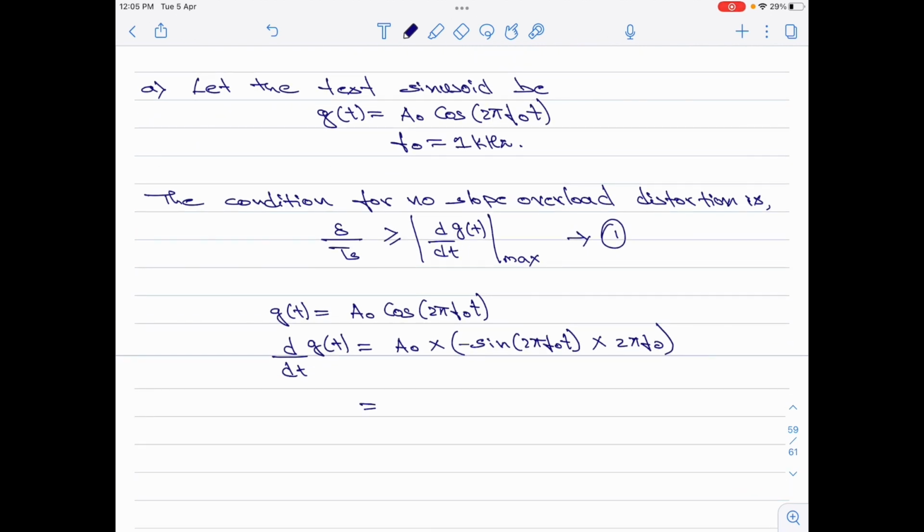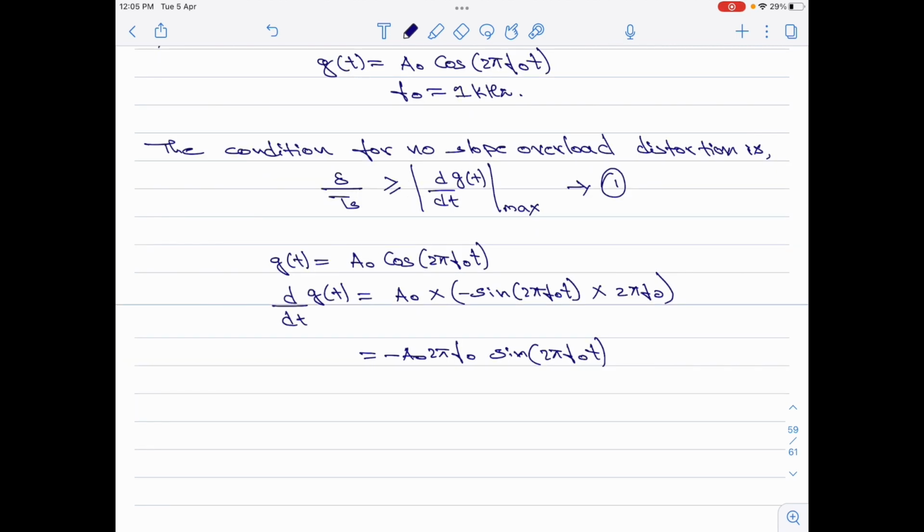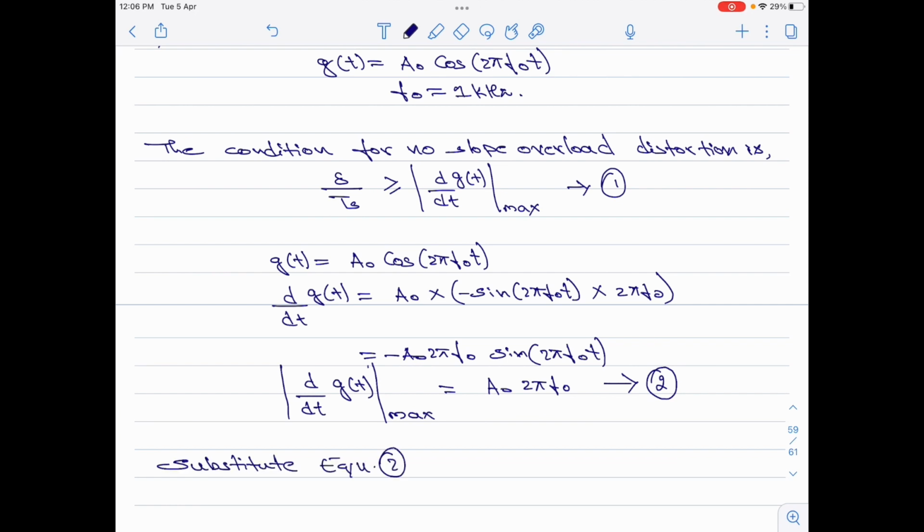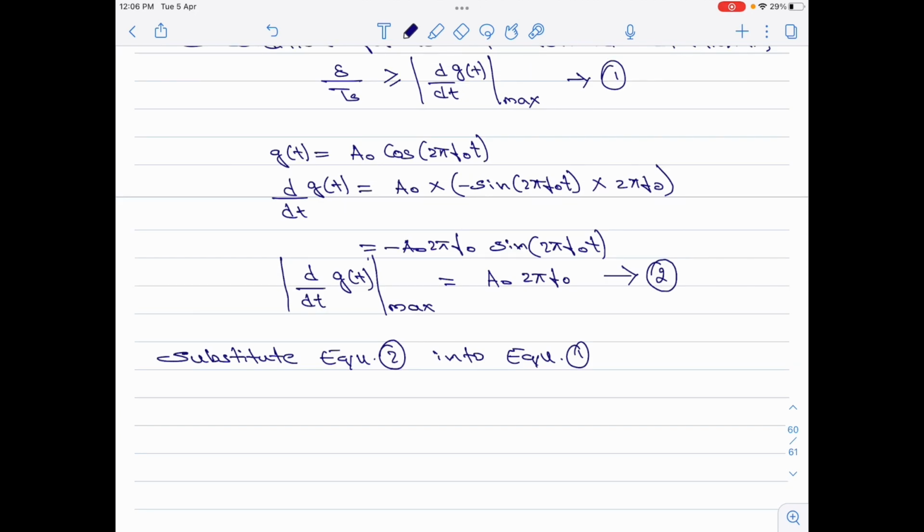This simplifies to, therefore, the magnitude maximum of d by dt of g of t is given by, this is equal to A naught 2 pi f naught. Let me call this as equation 2. Now I'll substitute equation 2 back into equation 1. So it is delta divided by Ts greater than or equal to A naught 2 pi f naught.